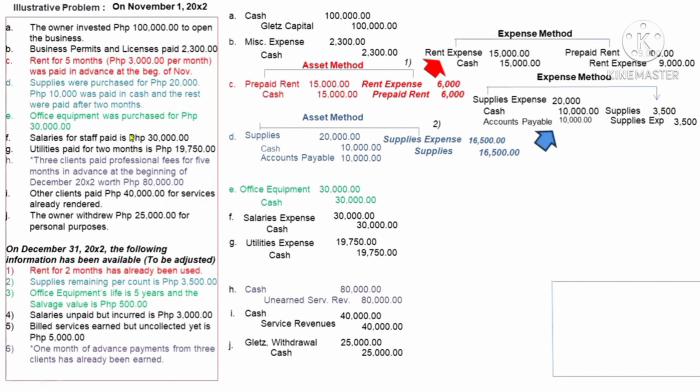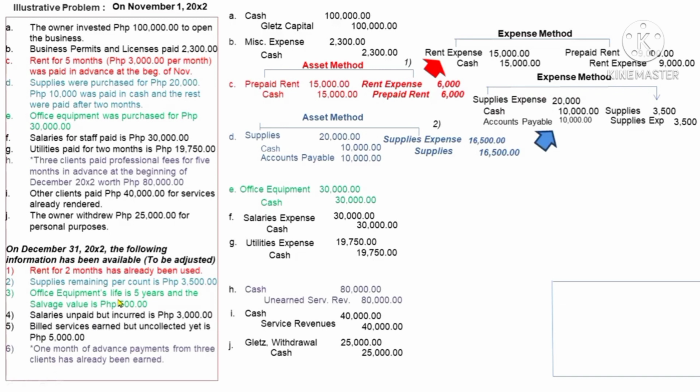Adjustment 3 is related to transaction E above, where office equipment was purchased for 30,000, which is why the entry is office equipment debit 30,000 and credit cash 30,000. And according to this number 3, the office equipment has a life of 5 years and a salvage value of 500. And as you can see, this equipment has already been used for 2 months, that is from November 1, 20x2 to December 31, 20x2.